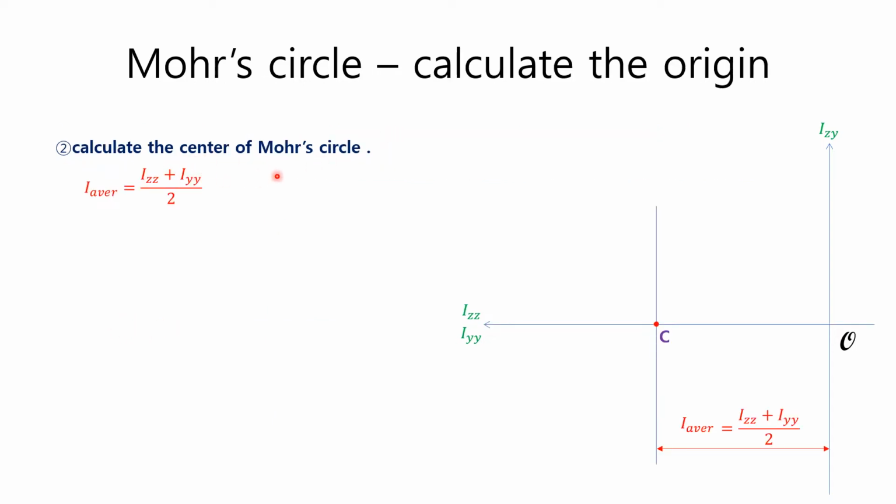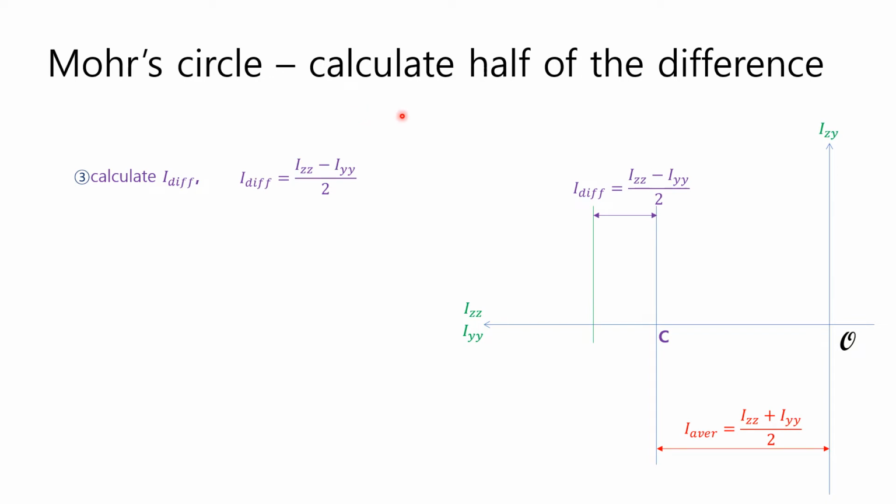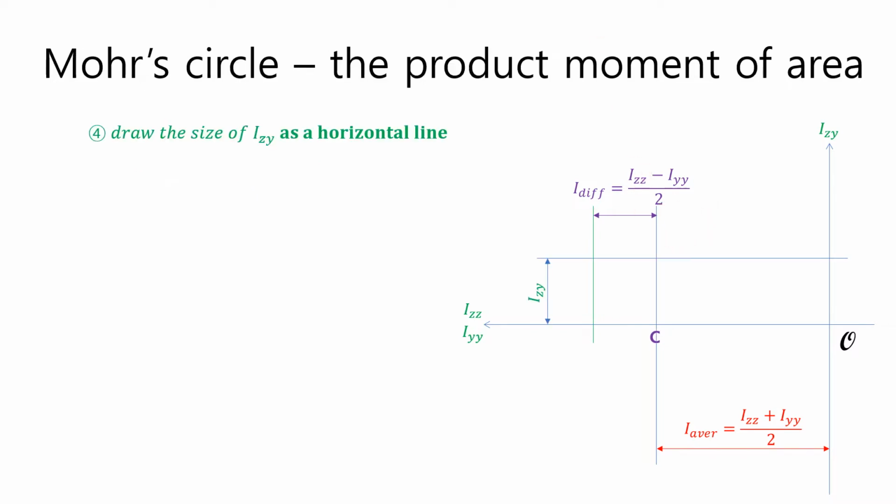As step 2, the origin C of the Mohr circle is calculated. The origin of the Mohr circle is the average value of the second moment of area about each axis. In step 3, to calculate the radius of a Mohr circle, we compute the quantity I_d, which is half of the difference of the second moment of area about each axis. In step 4, just draw the size of product moment of area Izy as a vertical line.